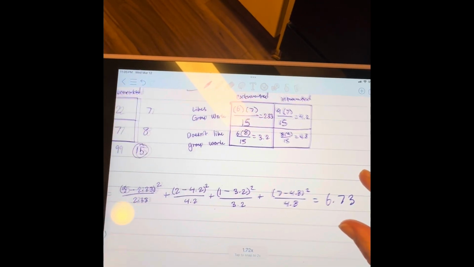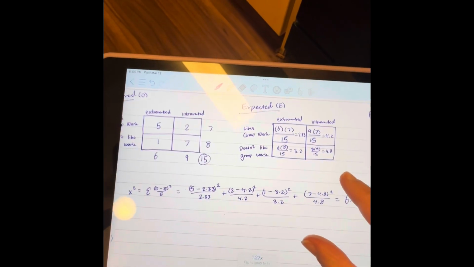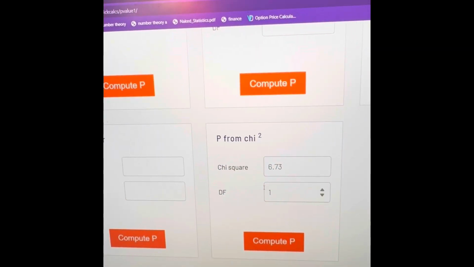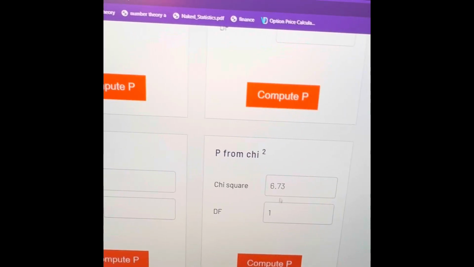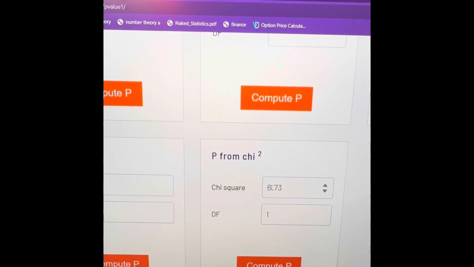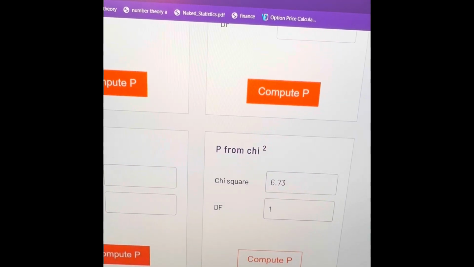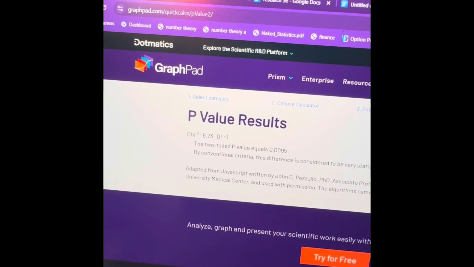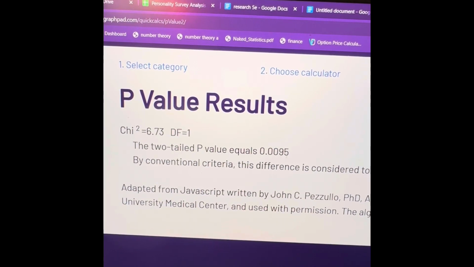Now with this value, we're going to use a p-value calculator that we can find online. Today we're going to use graphpad.com to find our p-value from chi-squared. And we're going to enter in our chi-squared value, which is 6.73, and then compute the p-value. Now it says that our p-value is 0.0095. So we discussed this in previous classes.